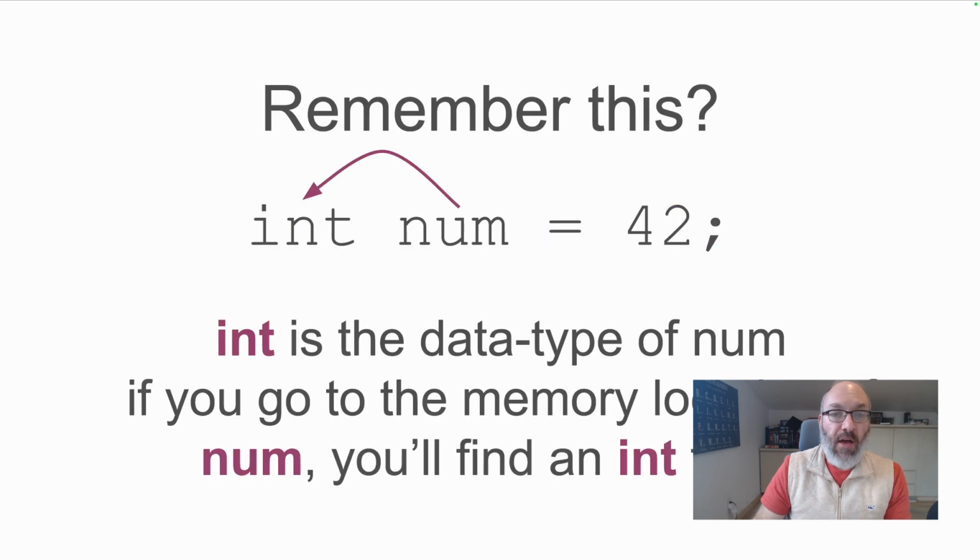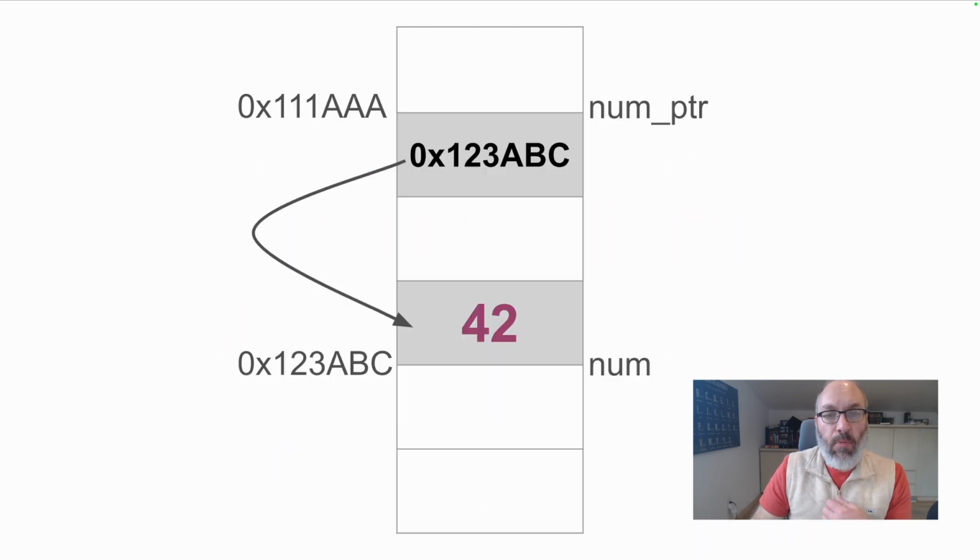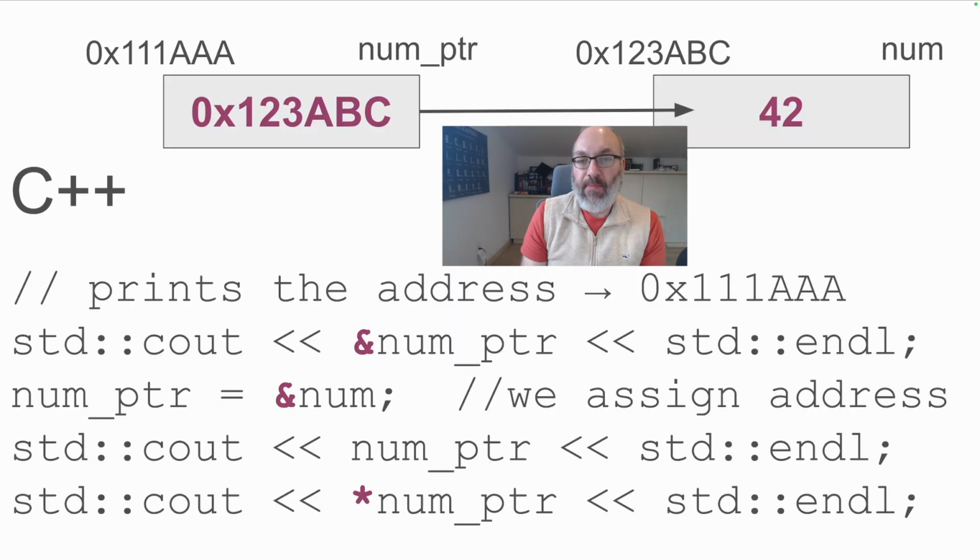We actually sort of saw that. So, sorry, going back. A more visual representation of this would look like this. Imagine you have numptr somewhere in memory, and it itself has its own memory address, 0x111AAA, and in that memory location, you have an address, 0x123ABC. And if you were to follow that along, you're going to get to num, which has the value 42.